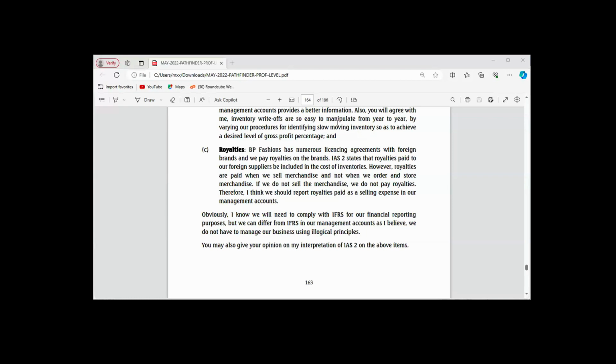So the company is saying, if we don't make sales, then we are not going to pay royalties. So royalties should be treated as a selling expense in the management accounts.